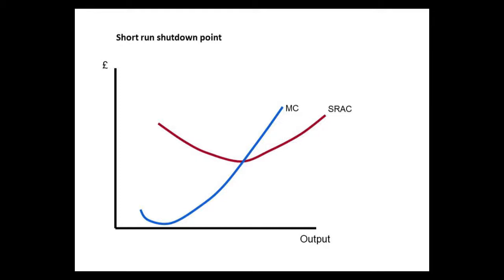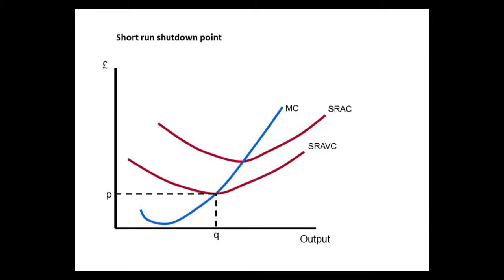We can therefore draw a separate SRAVC curve, the short run average variable costs. It's the same shape as the SRAC curve, but lower, because we're now not taking into account the fixed costs. In the short run, a firm is only going to stay in the market if it can charge a price that's at least as high as the average variable costs. Therefore, our shutdown point is price P and quantity Q.